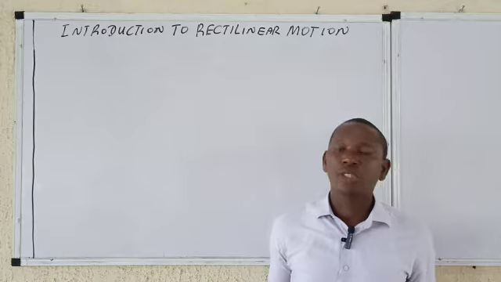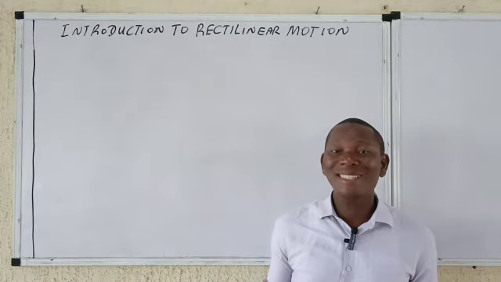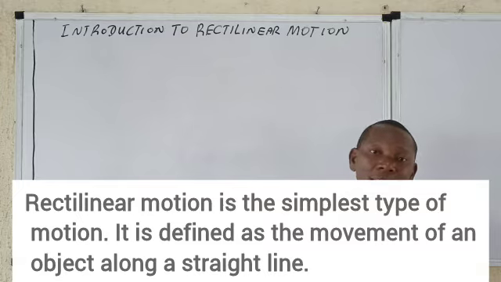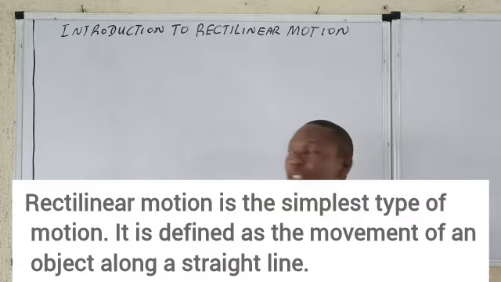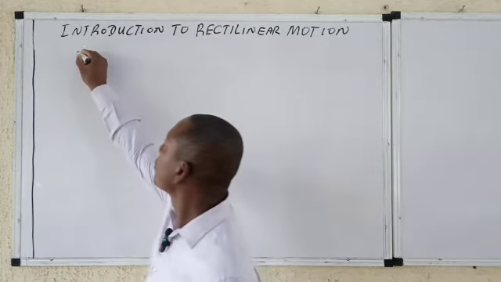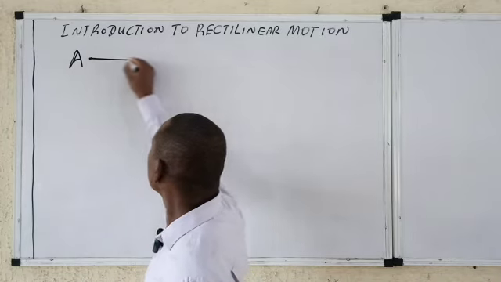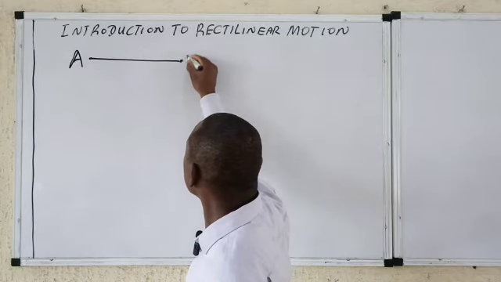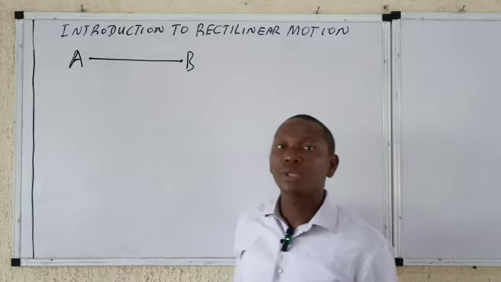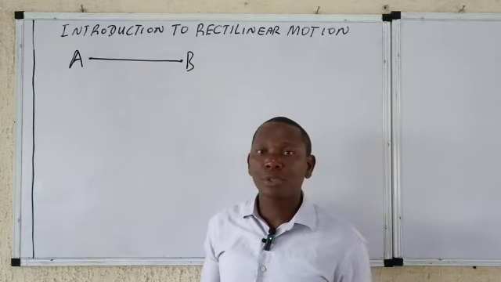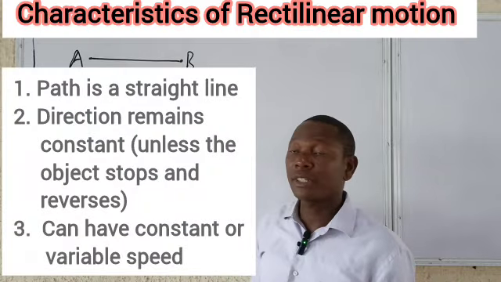Now, what do you understand by the term rectilinear motion? The simplest kind of motion is simply the movement of an object in a straight line. Listen, it is defined as the movement of an object in a straight line. An object moves from point A to point B in a straight line. That is what rectilinear motion is. And there are three key features or characteristics of rectilinear motion.